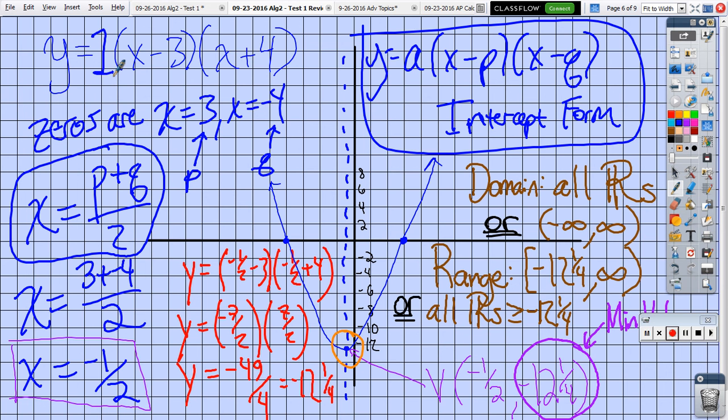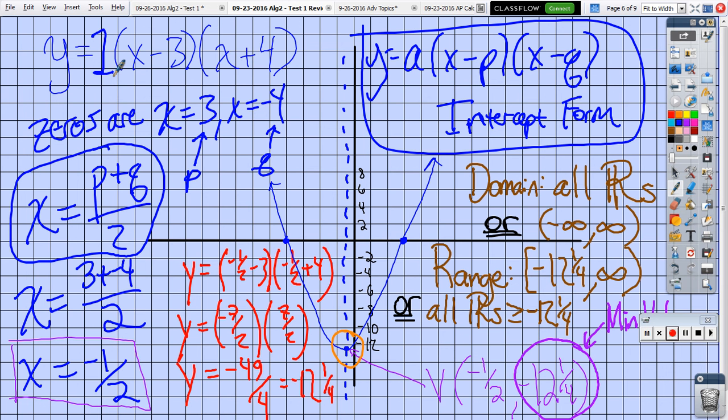The only one you really have to worry about, the one that's not all reals, is going to be the range. Because if you look at this, and again, just focus on the blue graph here, y can't be negative 13. Y can't be negative 15. It can't be negative 20, and so forth, going all the way down to negative infinity. The smallest value that y can be is negative 12 1/4.